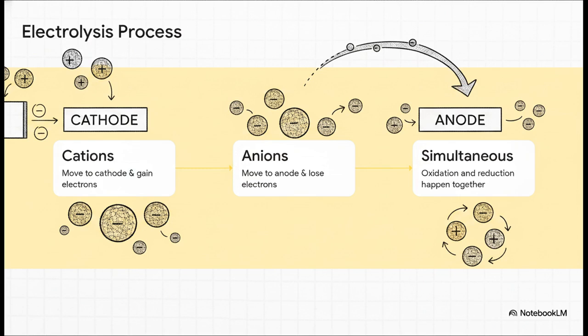And step 3 is where it all comes together. This oxidation and reduction happens simultaneously. The exact number of electrons being lost at the anode is instantly being gained over at the cathode. It is just a flawless synchronization of chemistry.